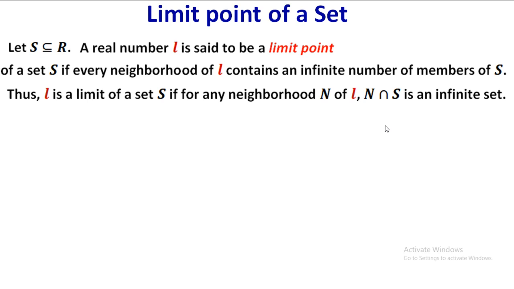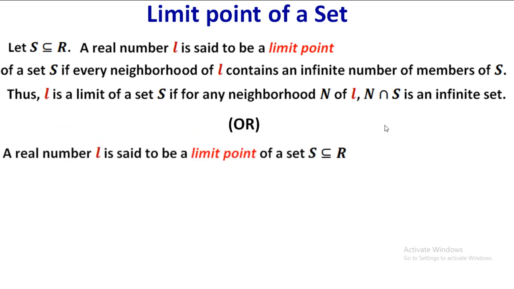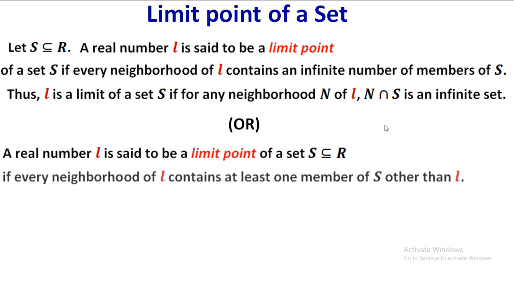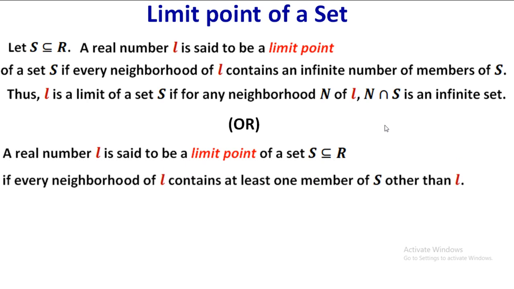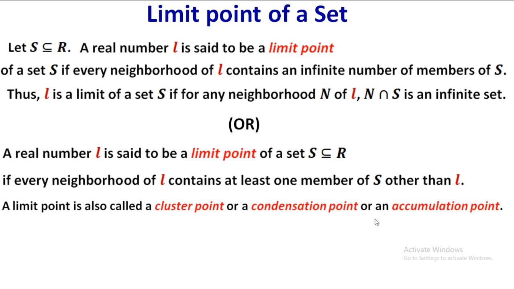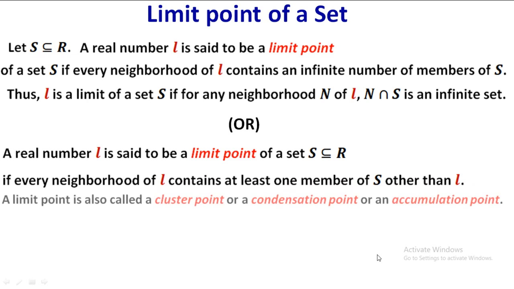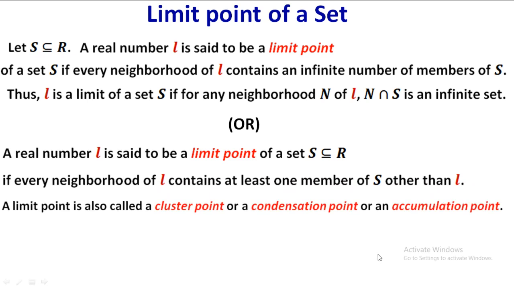Now another form of the definition: a real number L is said to be a limit point of a set S, which is a subset of the set of real numbers, if every neighborhood of L contains at least one member of S other than L. A limit point is also called a cluster point or a condensation point or an accumulation point. These are the different terminologies for the limit point of a set.